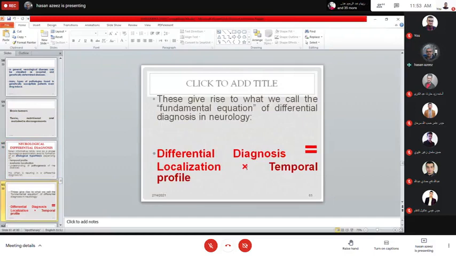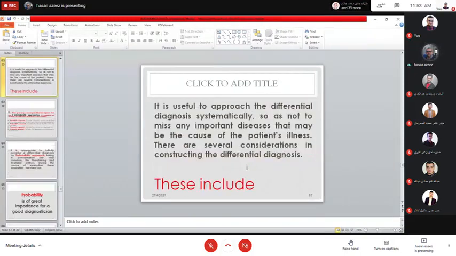These give rise to what we call the fundamental equation of differential diagnosis. Differential diagnosis in neurology equals localization by temporal profile. These two give me the differential diagnosis. It is useful to approach differential diagnosis systematically. Have a system for how to write a differential diagnosis so as not to miss an important disease that may be the cause of the patient's illness.